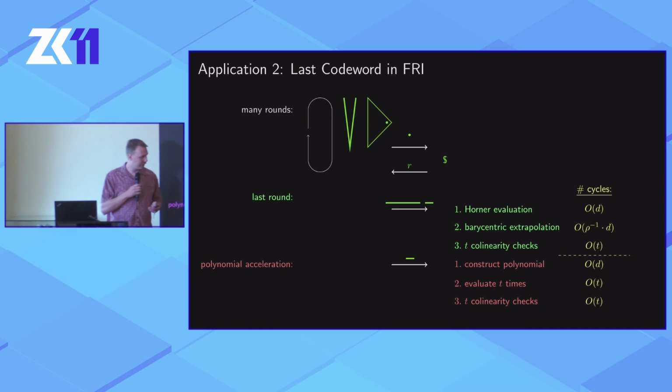The point is, the complexity of the verifier drops. So the verifier does need to construct this polynomial, which takes around linear time. And then he does need to evaluate it T times to get the points for the collinearity checks. And he needs to verify the collinearity checks. But if you compare the second line, the cost of the barycentric extrapolation disappears in favor of T evaluations. And by the way, evaluations of polynomials contained in polynomial registers can be done in one cycle.